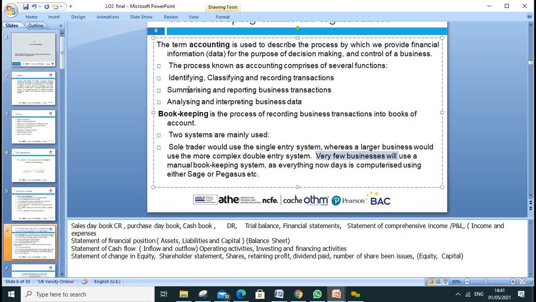So very few businesses will use the manual bookkeeping system. Now we have different software. We have Sage, Xero, Pegasus, cash flows, and various other software. I'm not sure which one you're using.